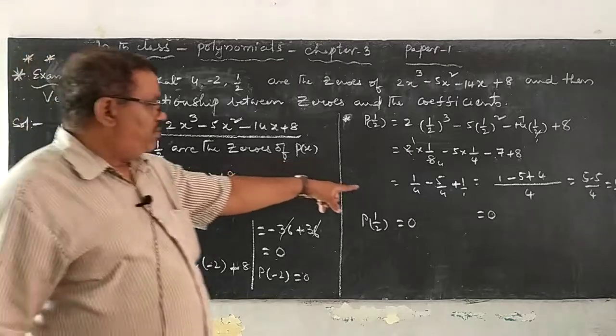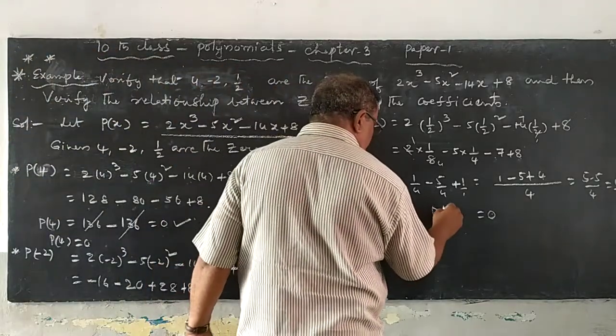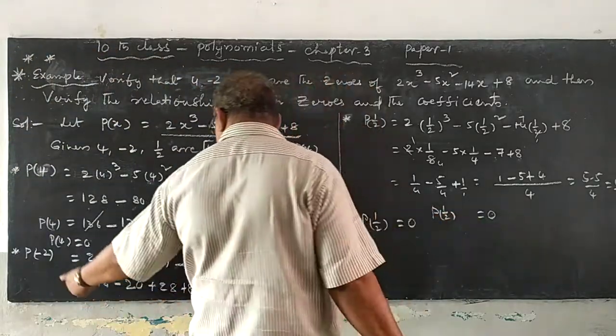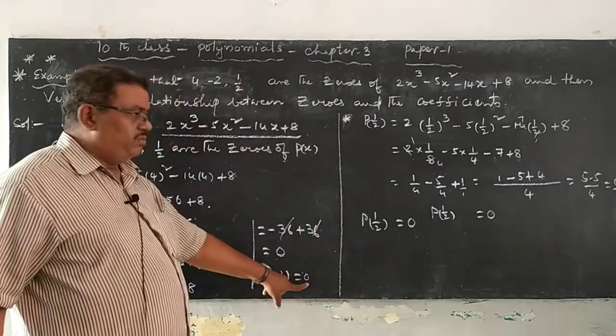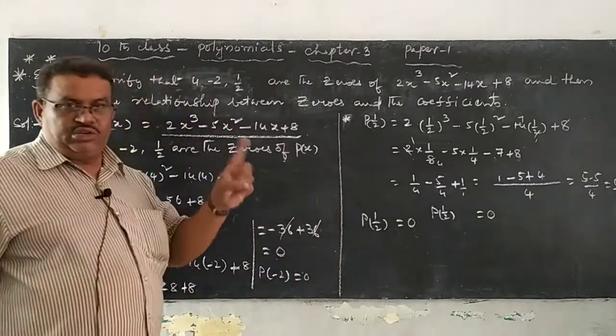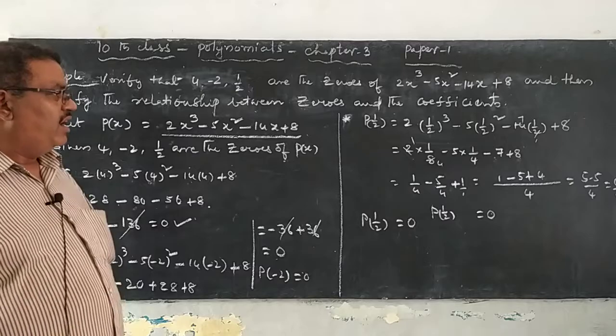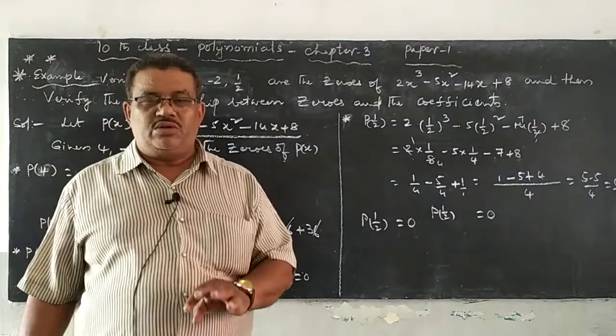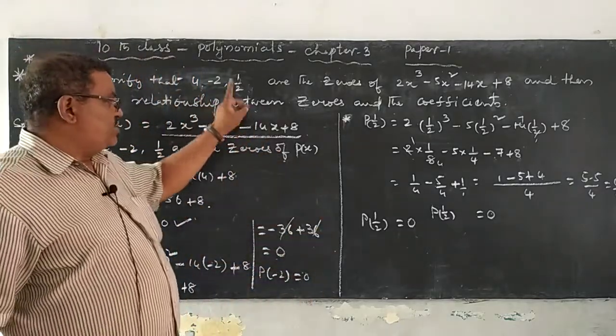P of 1 by 2 equal to 0. Similarly, p of minus 2 also 0. In the three cases, we get the zeros. Now we need to find the relationship between the zeros. So, what is the relation between the zeros?